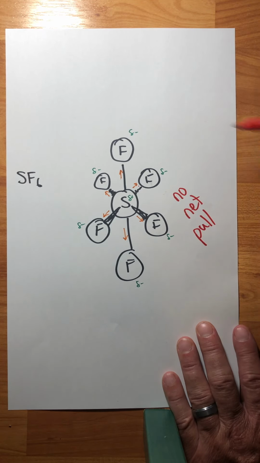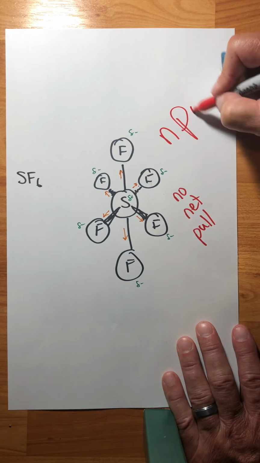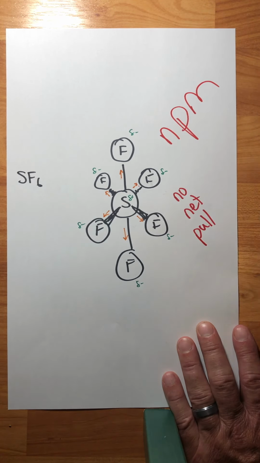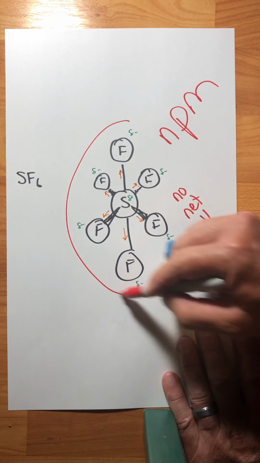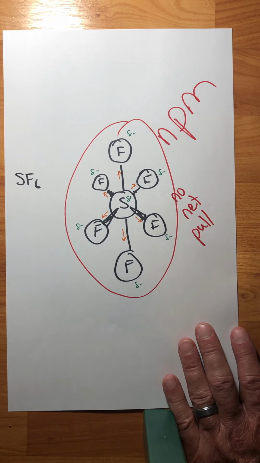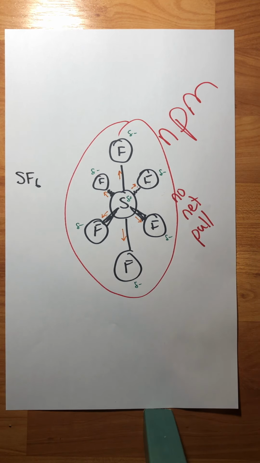And because there's no net pull, this is a non-polar molecule. Now there are small individual pulls, but when you look at the big picture of this entire molecule, that entire molecule would not have a dipole, and you would just consider it a non-polar molecule. So hopefully that helps you in kind of visualizing this, okay?